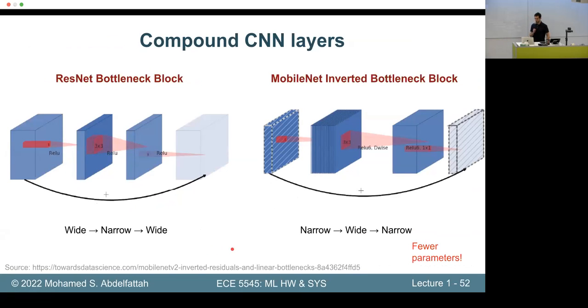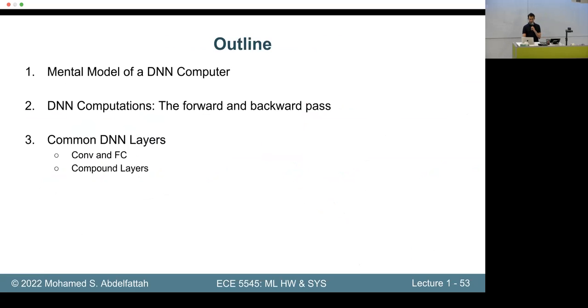Other important compound CNN layers that are heavily used now are the ResNet bottleneck block. And what that is, is a 1x1 convolution, a 3x3 convolution, and then another 1x1 convolution. And the MobileNet inverted bottleneck block. The reason it's called inverted bottleneck is that it actually goes from narrow to wide within the bottleneck, and then to narrow again with a skip connection around. And people just found empirically that, again, that worked quite well, and it had way fewer parameters and was much faster to compute. And so these are two important layers as well.